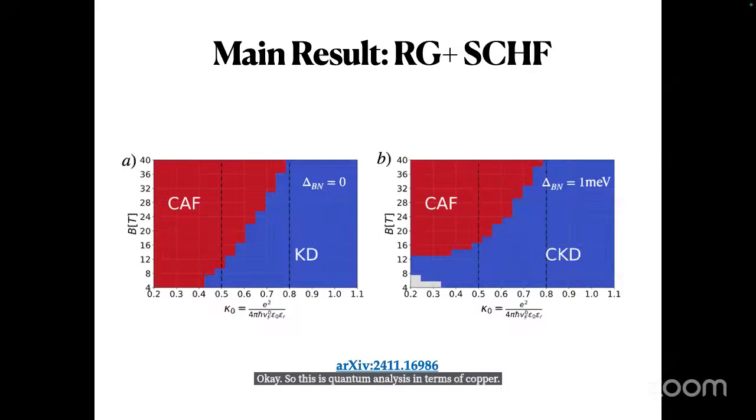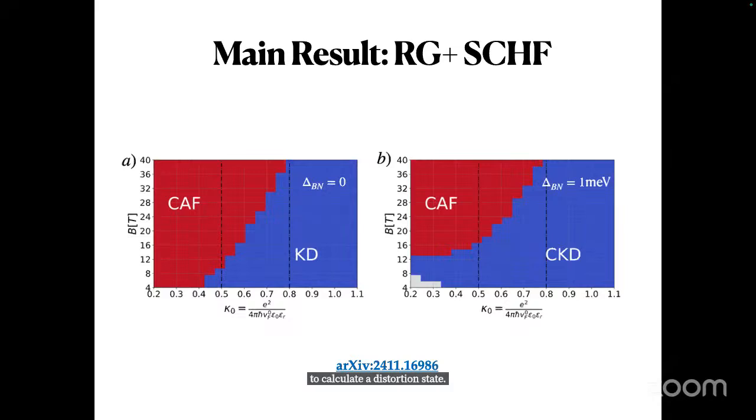Later on, in this longer paper, we did a non-perturbative analysis. We first do a renormalization group study to account for a lot of states that we cannot account for if they are Landau levels. And then at a certain cutoff, we stop and do a self-consistent Hartree-Fock calculation. This is the diagram that we have. Here we are plotting in terms of variables that are experimentally relevant, like the external field and kappa, and you see that indeed the system changes from CAF, canted antiferromagnet, to canted Kekulé distortion state.